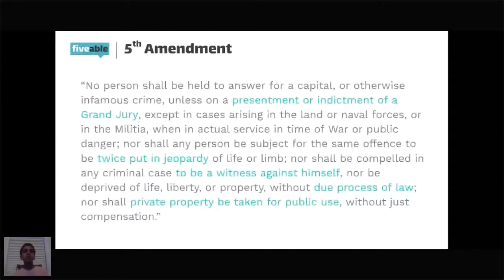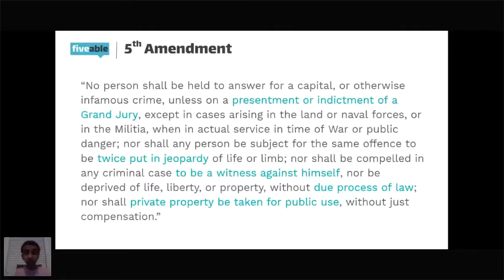All right, so the 5th Amendment. Again, before each amendment, I just want to copy and paste the exact amendment itself that was in the Constitution. So again, focus on those blue parts. So no person shall be held to answer for a capital or otherwise infamous crime unless on a presentment or indictment of a grand jury, except in cases arising in the land or naval forces or in the militia when in actual service in time of war or public danger, nor shall any person be subject for the same offense to be twice put in jeopardy of life or limb, nor shall be compelled in any criminal case to be a witness against himself, nor be deprived of life, liberty, or property without due process of law, nor shall private property be taken for public use without just compensation.